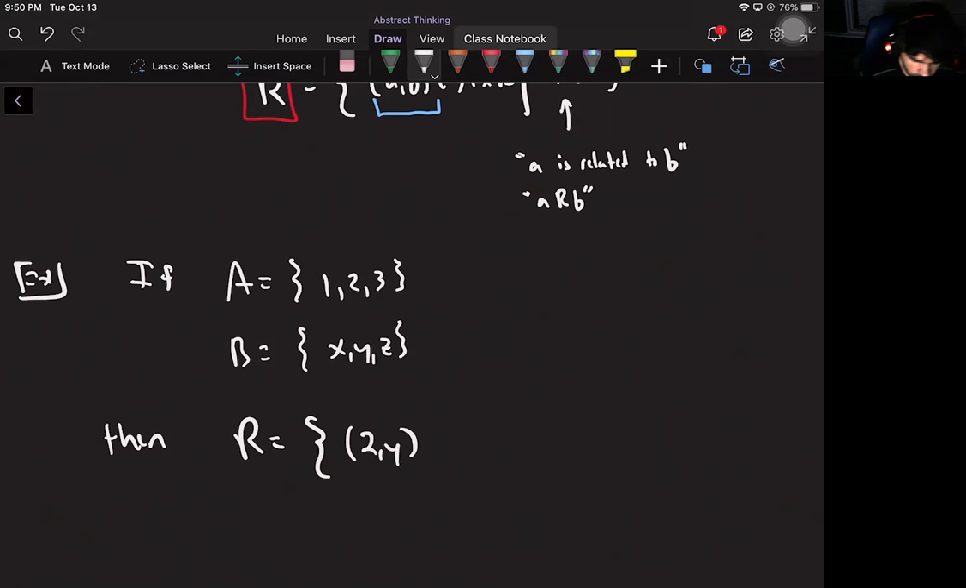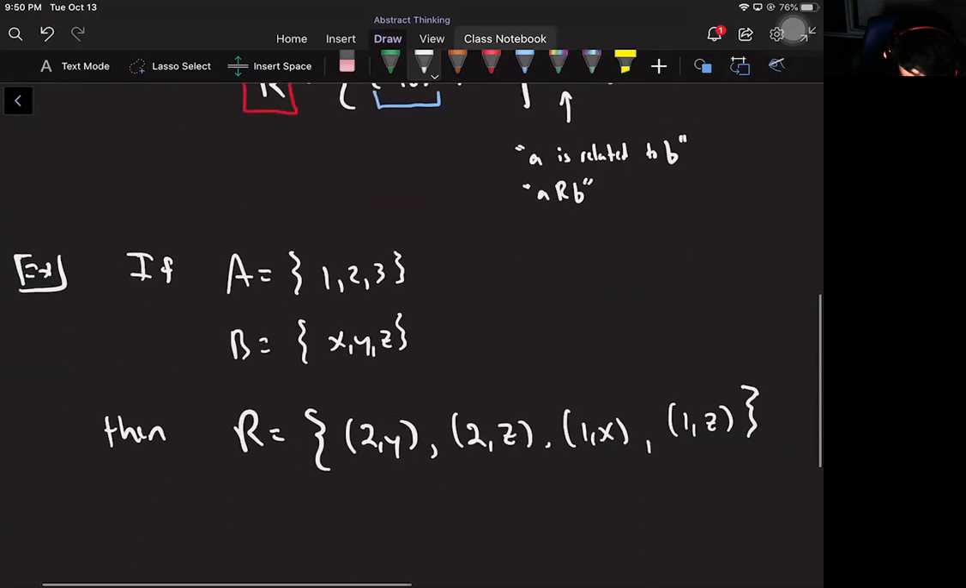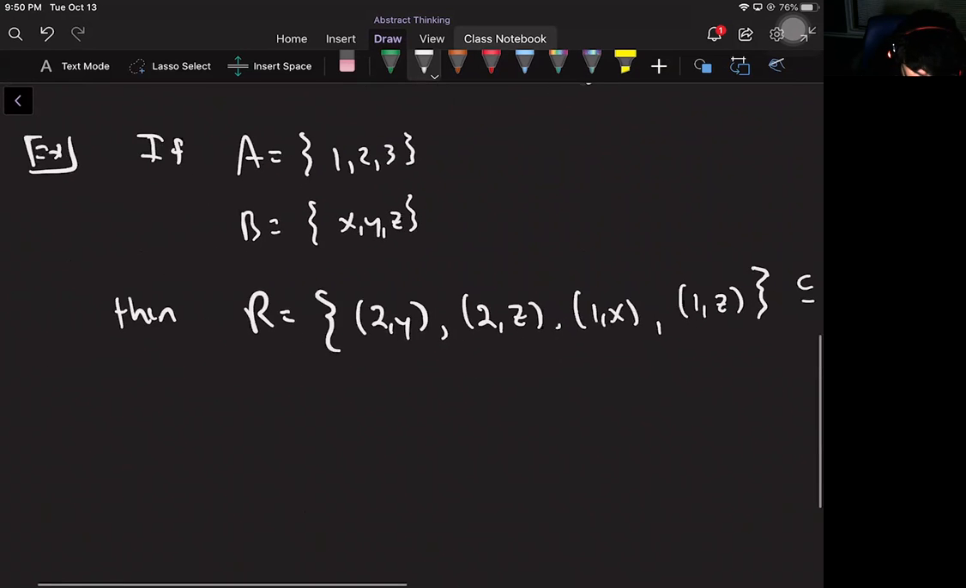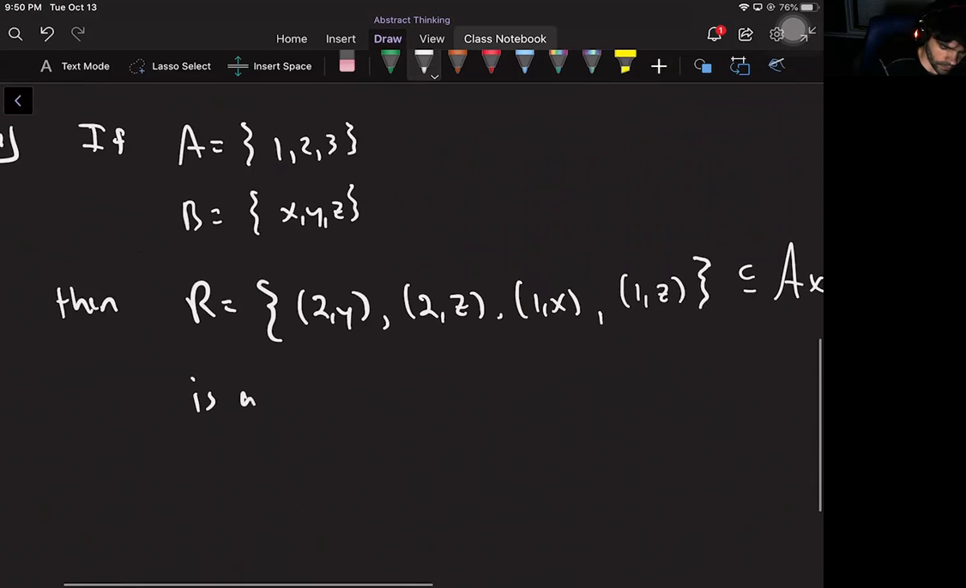2 comma y. So the first coordinate does have to come from A. The second coordinate does have to come from B. So it's got to look like something like that. 2 comma y. How about 2 comma z? How about 1 comma x? And I don't know, 1 comma z, something like that. So these 4 elements can create the subset of A cross B. So we say that this is a relation. There are many relations. This is one from A to B.